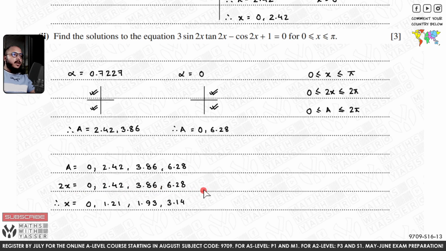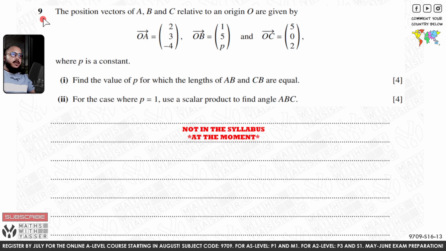But we are asked to find the solutions, and the limit was x lies between 0 and pi. So we have to divide all of these values by 2, and we will be getting 0, 1.21, 1.93 and 3.14. Question number 9 is related to vectors, which is not in the syllabus at the moment.